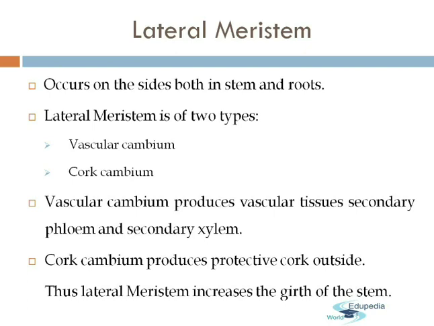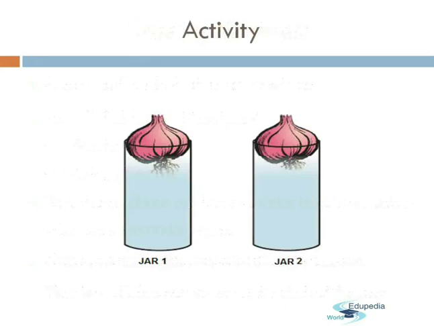Next is the cork cambium. Cork cambium, it produces the protective cork outside the lateral meristem. It increases the girth of the stem. Now what is the girth of the stem? It is the broadness of the stem. So see, basically apical is related to the increase of the length and lateral is responsible for the increase of the broadness of the stem and the root.